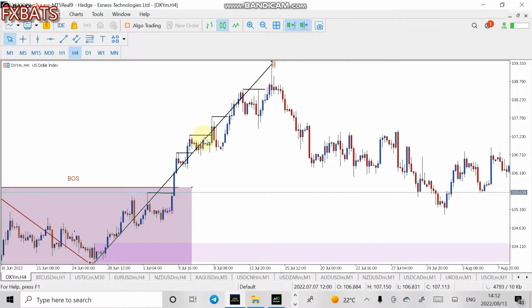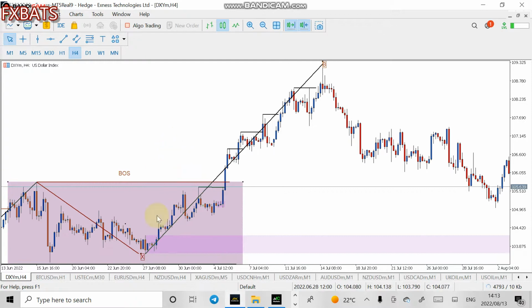Still the trend was prevailing, making a series of higher highs and higher lows. All these were break of structures, the internal structures, because these ones were plotted on the 4 hour time frame.